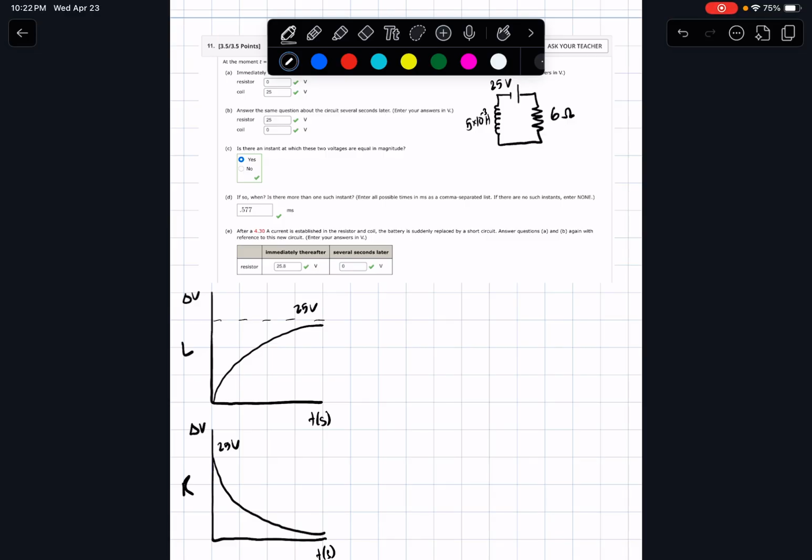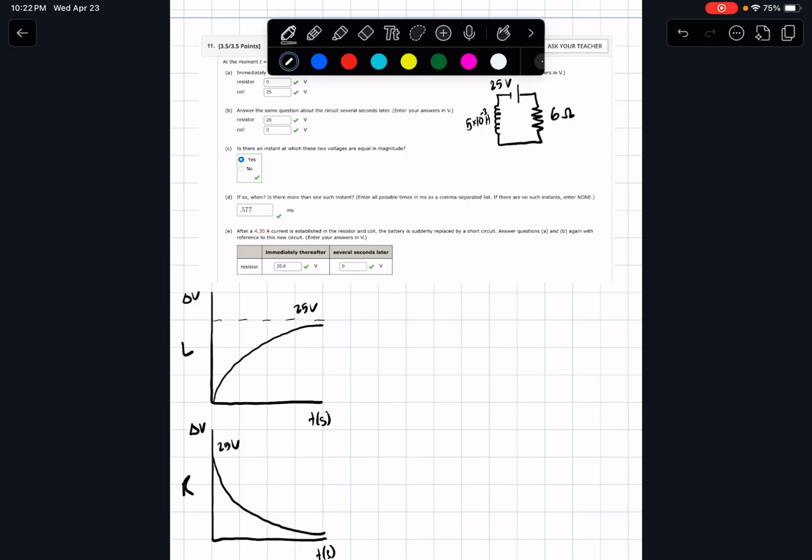And that is why in the resistor, it'll be 25 volts. All right. Now, part C. Is there an instant at which these two voltages are equal in magnitude? Well, just by looking at the graphs, you can see that they're going to intersect at a point. So that's why you know that, yes, they will be equal in magnitude. And that's part C.